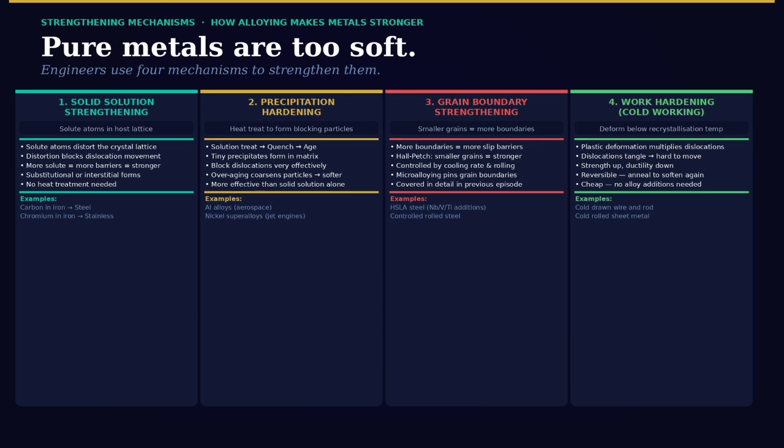Third, grain boundary strengthening. We covered this in the previous episode. Smaller grains mean more boundaries, more barriers to dislocation movement. The Hall-Petch relationship. Fourth, work hardening. Deforming the metal below its recrystallization temperature multiplies dislocation density dramatically. Tangled dislocations cannot move. The metal becomes stronger.